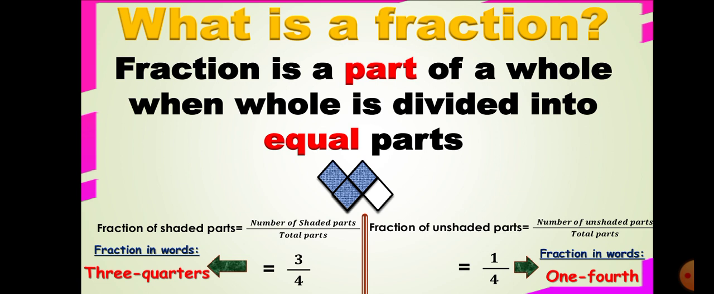Then if I have to write the fraction of unshaded parts, the numerator would be the number of unshaded parts over total parts. So the unshaded parts are 1 and total parts are 4. So 1 over 4 is a fraction, and you can also see it's a unit fraction. If I have to write this fraction in words, I'm going to write 1 quarter. Why am I not putting s over here? Because whenever we are having one here, we never put s, because one is a quantity of less things.